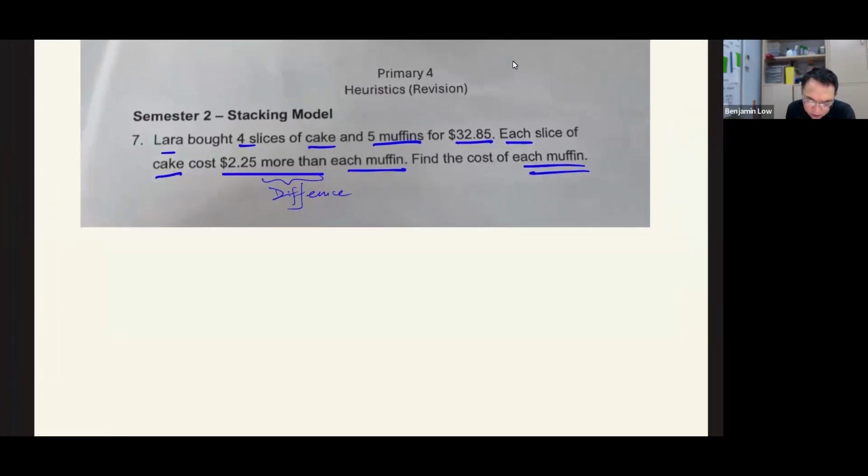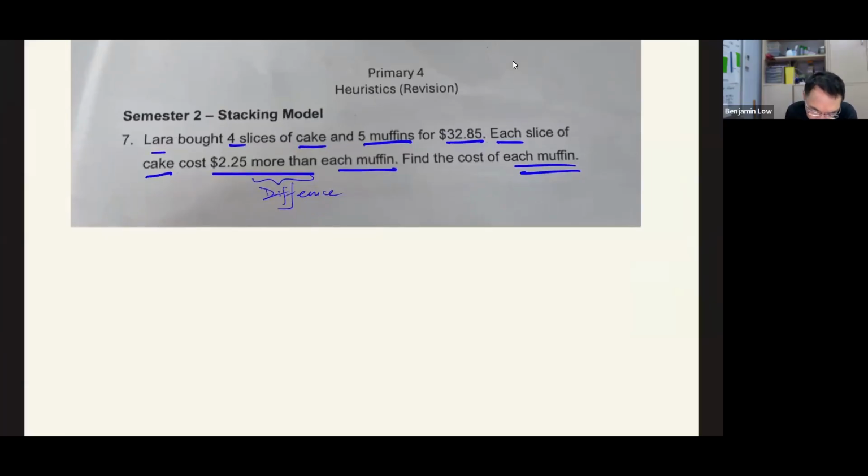So stacking model, what does stacking model mean? It just means that you need to draw one model like this, and then you need to draw another model that is above or below it. So we got to decide which one is the longer model. Is it one cake or one muffin? What do you think? Okay, so the answer is cake, right? Because it says here, each slice of cake is more than one muffin.